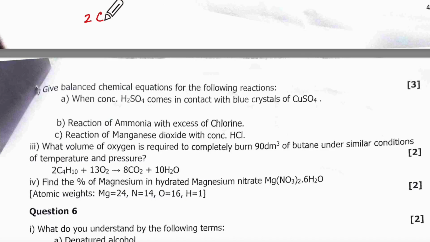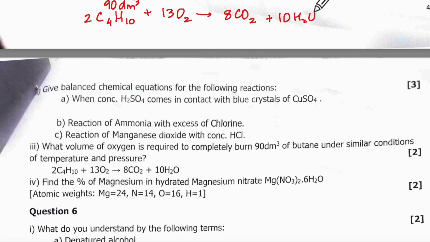Now, for this, they are saying find the volume of oxygen required. So quickly write this reaction, C4H10. How much is it? 90 dm cube. Right on top of that, 90 dm cube plus 13 oxygen gives 8 CO2 plus 10 H2O. And they say what volume of oxygen? So this volume is required. All these are gaseous products, so you will say 2 volume is to 13 volume gives us 8 volume is to 10 volumes.